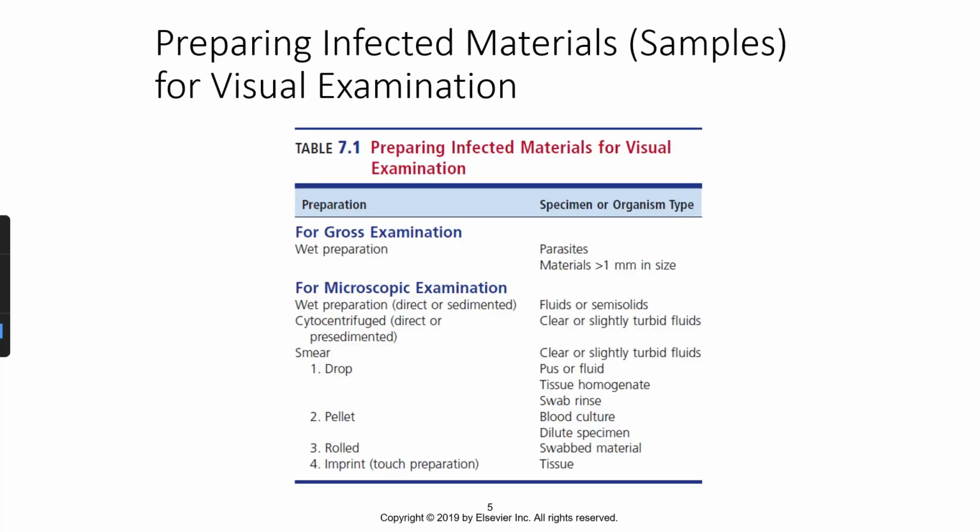So, preparing infected materials for visual examination. For gross examination, a wet preparation can be performed. Typically, we look for parasites in wet preps. We can also look for vaginal wet preps. So if a patient comes in with a suspected vaginal infection, we can take a swab, mix it with some saline, put it on a microscope slide, and we can identify within that specimen the presence of yeast, of which Candida albicans is a pretty common cause of yeast infections.